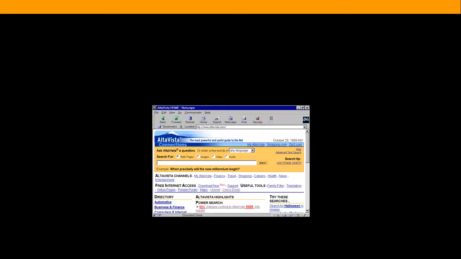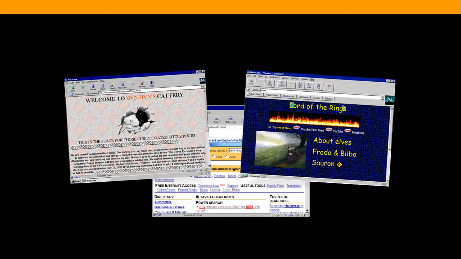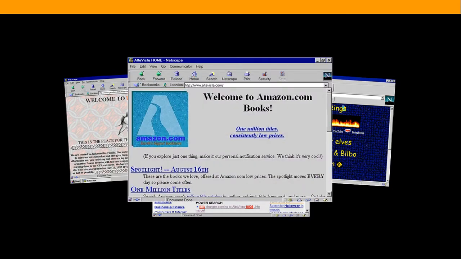And now, let's begin. Who remembers the early days of the internet, when the web was all about freedom of expression and Lord of the Rings? Wasn't it great? Anything could happen. And then it did. Jeff Bezos and others started selling goods online, and nothing was ever the same again.